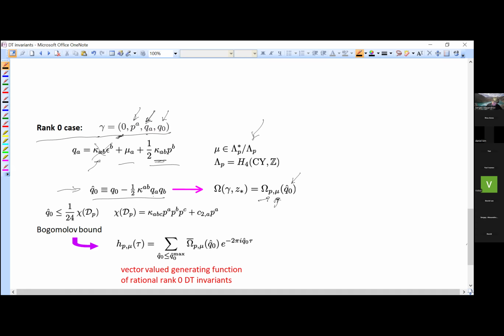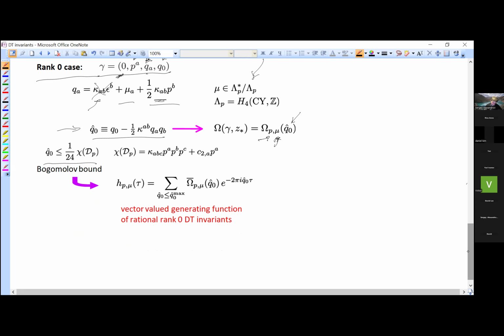And there is a mathematical fact that this Q0 hat is bounded from above. This is the so-called Bogomolov bound. First, not Bogomolov, but Bogomolny, probably. I'm not sure. Maybe Bogomolov. Actually, both. Mathematically, it's Bogomolov. Yeah, it's very nice. And this, say it again. The fact is that if you spoil this bound, the DT invariant is zero.